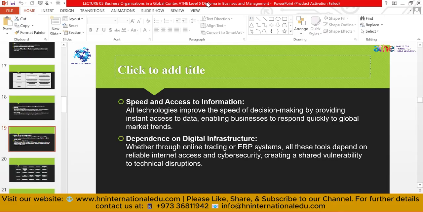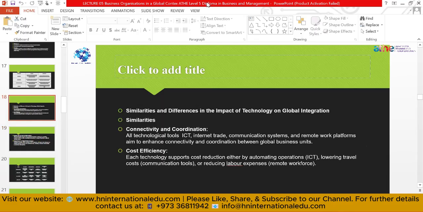Ma'am, can you repeat once again the connectivity one? Connectivity one. Connectivity and coordination, a bit in small.